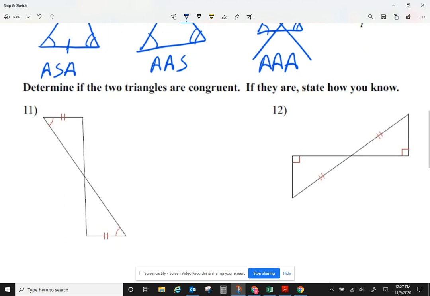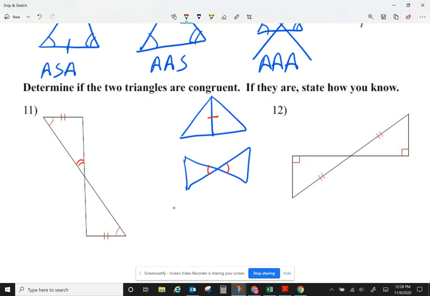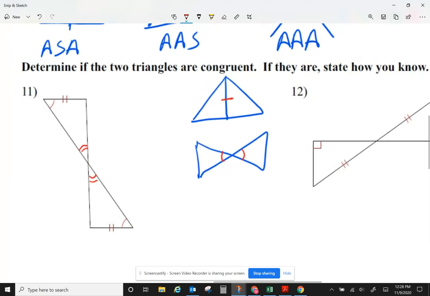So let's take a look. Question number 11. Determine if the two triangles are congruent. If they are, state how you know. I talked before that the way I can mark a side is if it is used by both triangles. I talked about that in my previous lecture. I can legally mark a side if it is used by both triangles. The only way I can mark an angle is if they form an X, because of the vertical angle theorem. When they form an X, opposite angles are equal to each other. So in question number 11, I can mark this angle with this angle, right? They form an X.